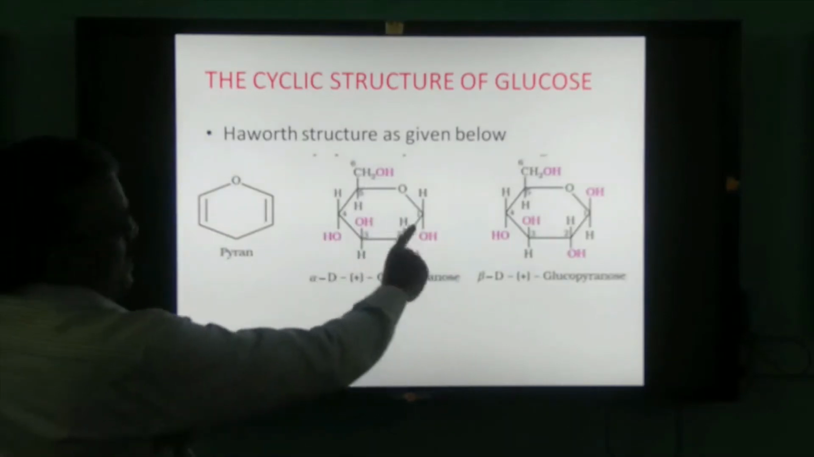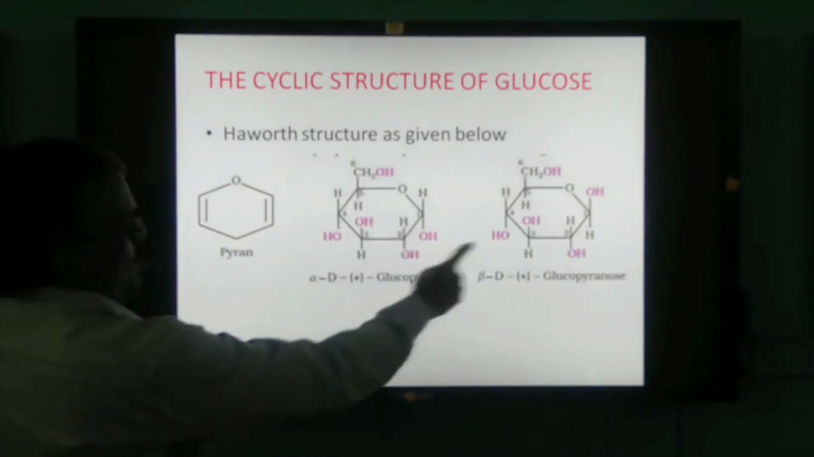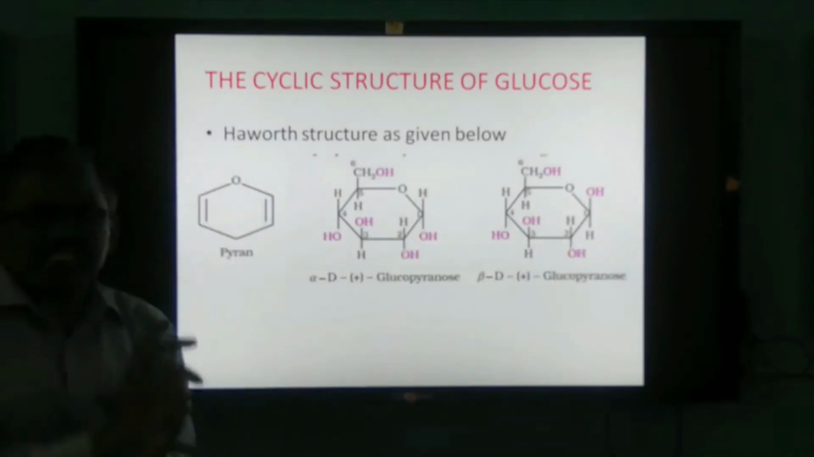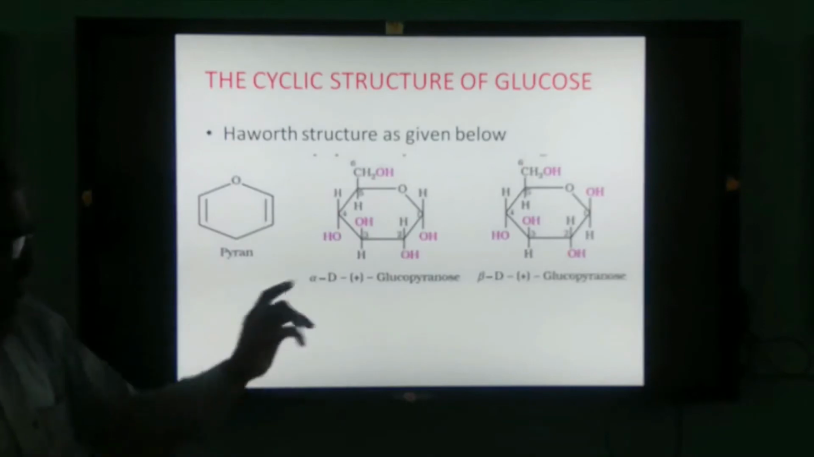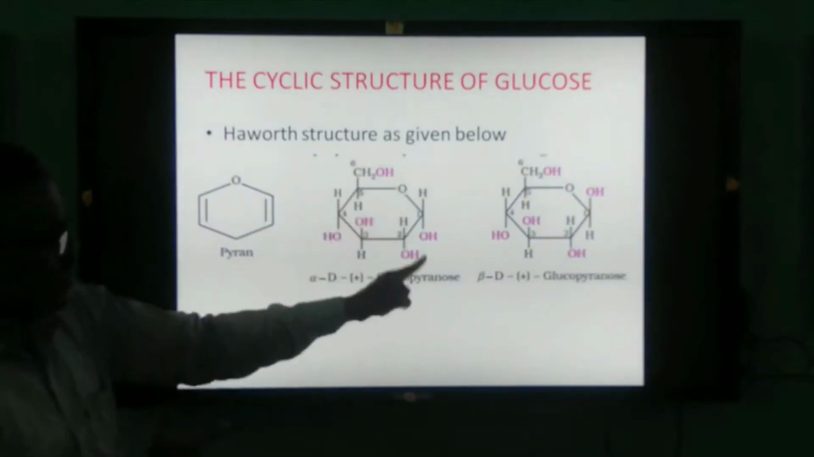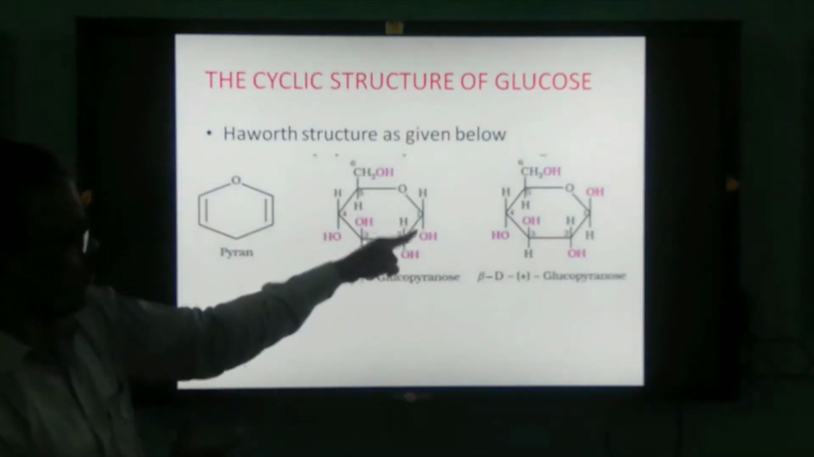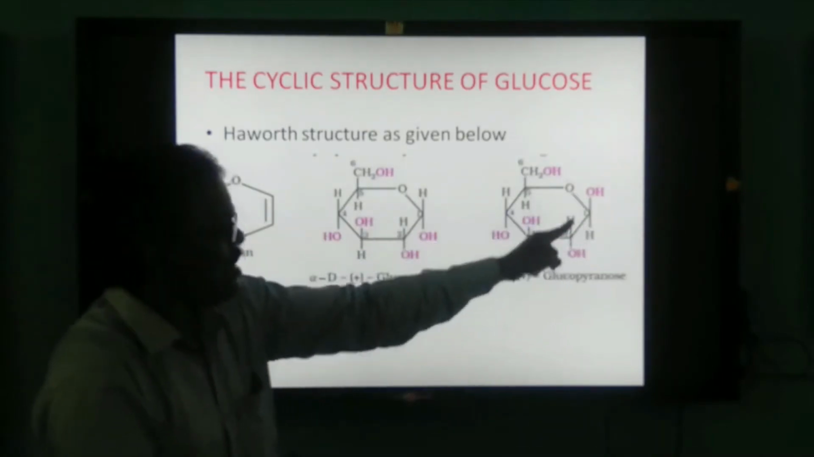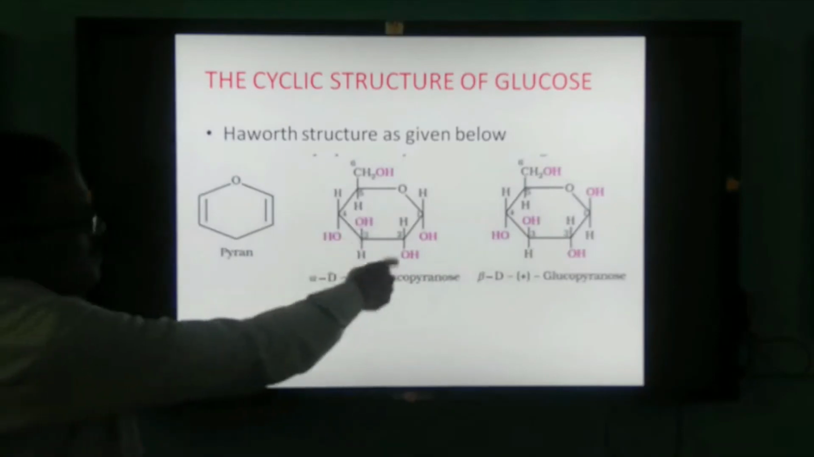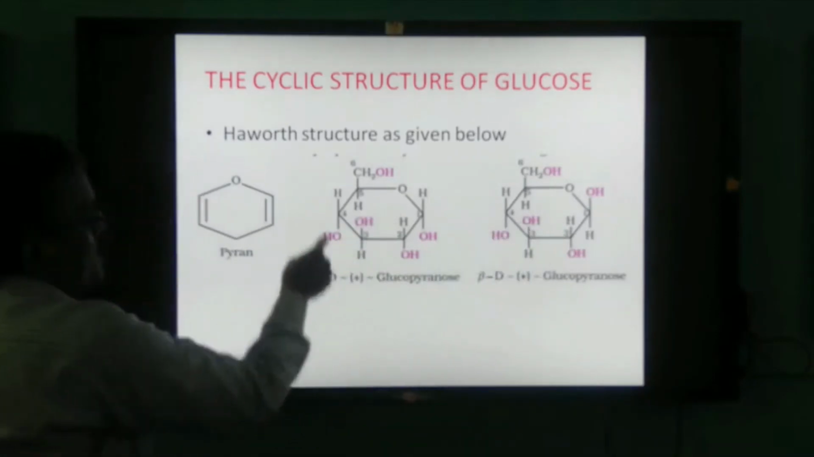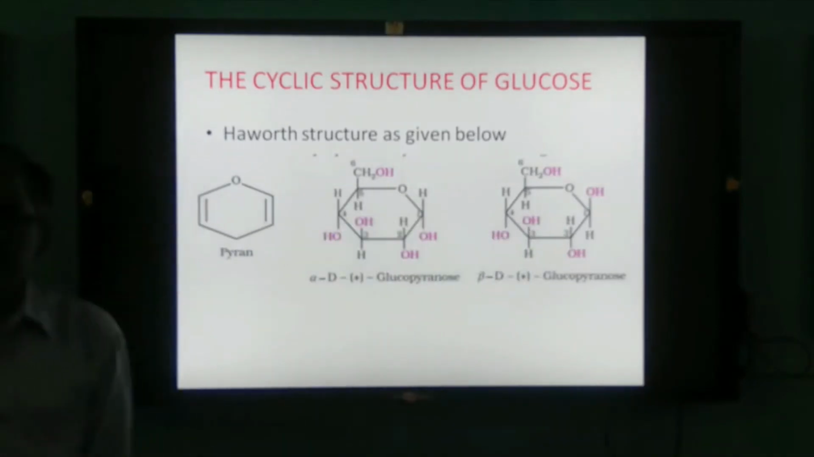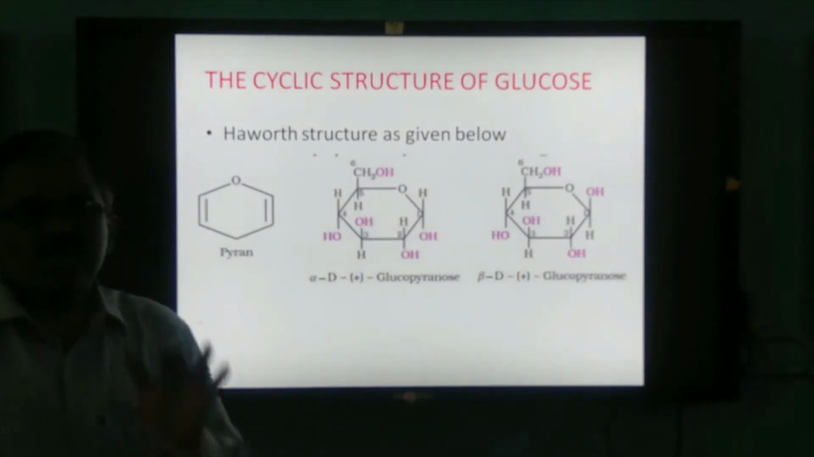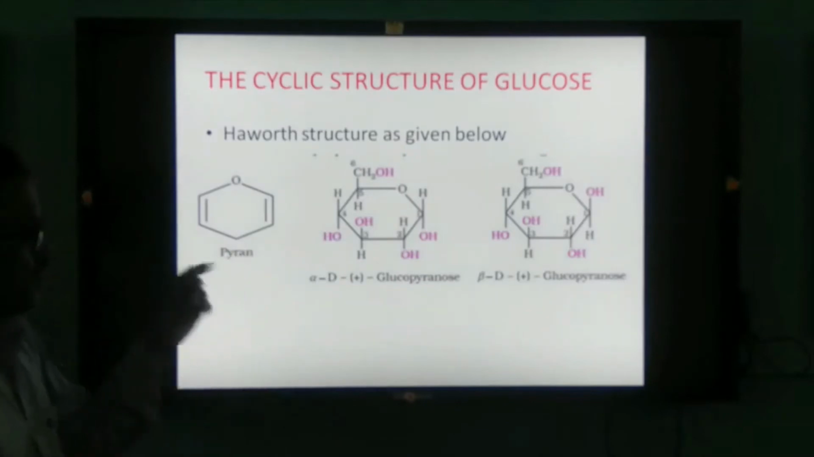Now if you arrange it, just see the difference at the first carbon. This is alpha D glucose, this is beta D glucose. When shown as a cyclic pyranose structure, again you can see the orientation of H and OH on the first carbon. Here H is on the top and OH is on the bottom. In the beta, OH is on the top and H is on the bottom. Except for this arrangement, everything is the same. This is the Haworth projection, or Haworth structure, for the cyclic structure of glucose. That is the pyranose structure.